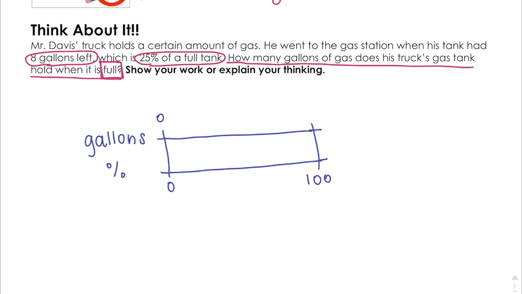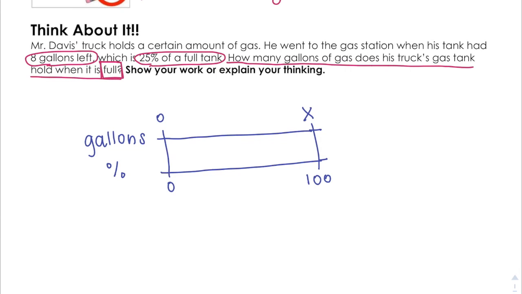And in this case, we don't know what the total is. We're going to have to figure that out. So I'm going to put the letter X, or a variable. Remember, a variable is just standing for a number that we don't know yet, but we're working to figure it out. So if he has 8 gallons left and that's 25% of a full tank, we have to have 8 gallons and 25% on our number line.